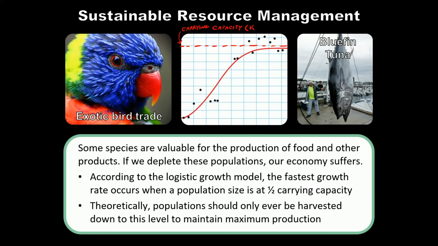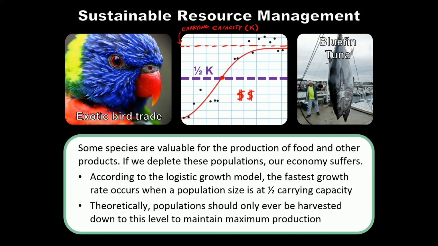If you take a look at the logistic population growth curve, you might notice that the fastest rate of population growth is about halfway up this S, at one half of the carrying capacity. If that's where population growth is the fastest, that is the level that we should harvest the population down to and never go below that. And if at that point, we only pull organisms out of the environment at the rate that they can replace themselves, we will be able to pull out the maximum profit for the economy without driving any of these populations down to extinction.